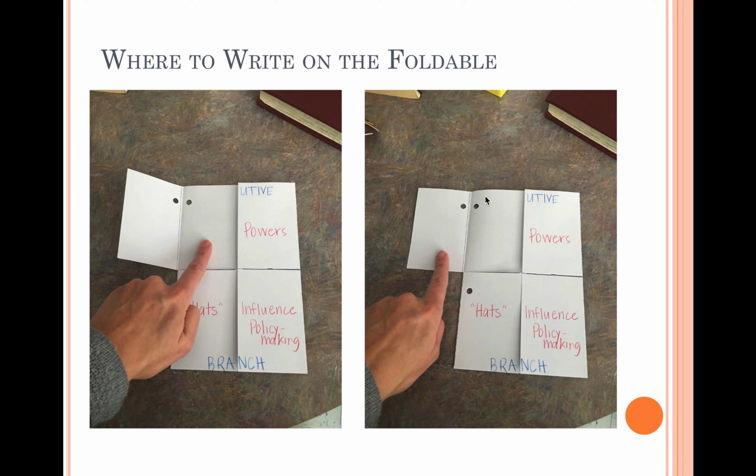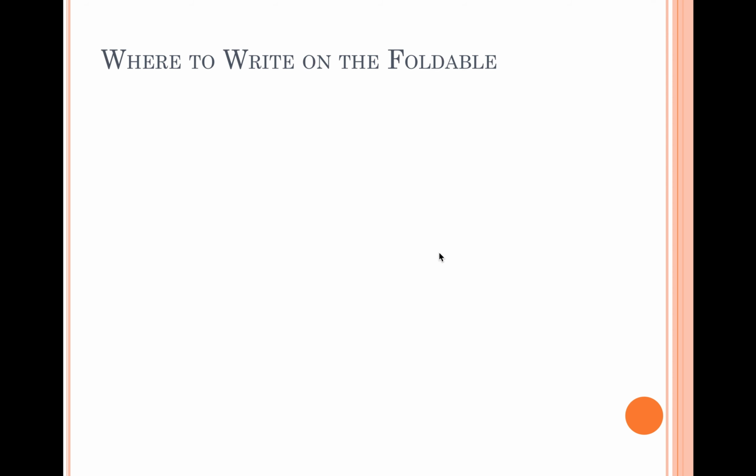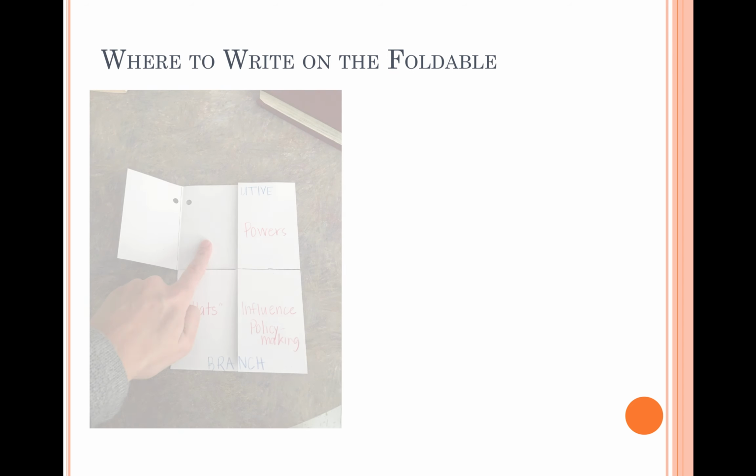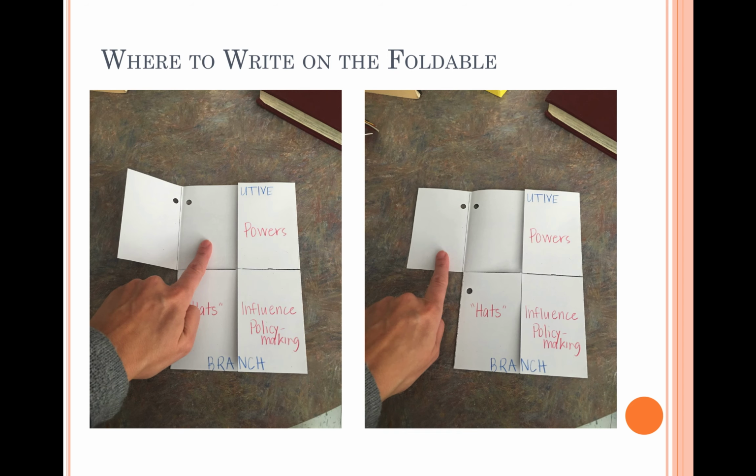My suggestion would be, however, that you only stay on that one. So in other words, you don't go all the way across that section. You either choose to write it on the inside or you write it on the inside of the flap. Whichever you choose is up to you. I do want you to notice that each of the sections are titled Structure, Powers, Hats, and Influence Policymaking. So when you go to do this foldable, you'll notice that the titles at the top of each screen tell you where the information goes.